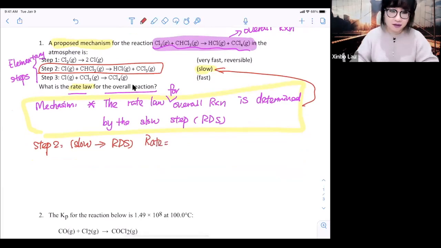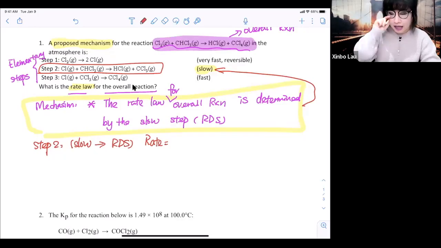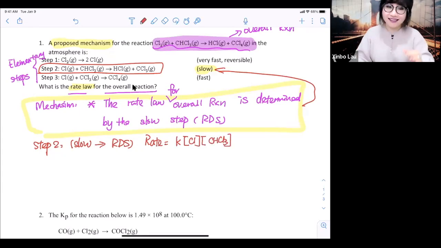Do I have to do an experiment? For elementary steps, no, we don't need to, since this is proposed. Certain steps are very short, with a really short lifetime, so it's hard to get evidence, but people are trying to propose mechanisms and prove them. Anyway, we can simply look at the reaction equation and use the coefficients. That's the only time you can do that directly. The rate law for the elementary step should be just k times the concentration of Cl times the concentration of CHCl3. That's all.